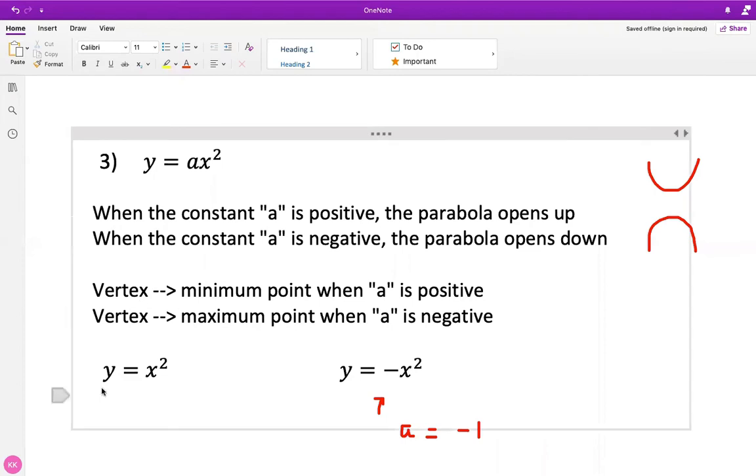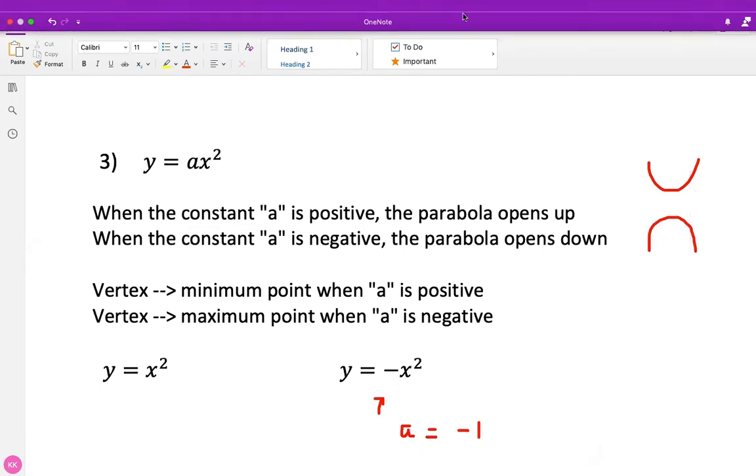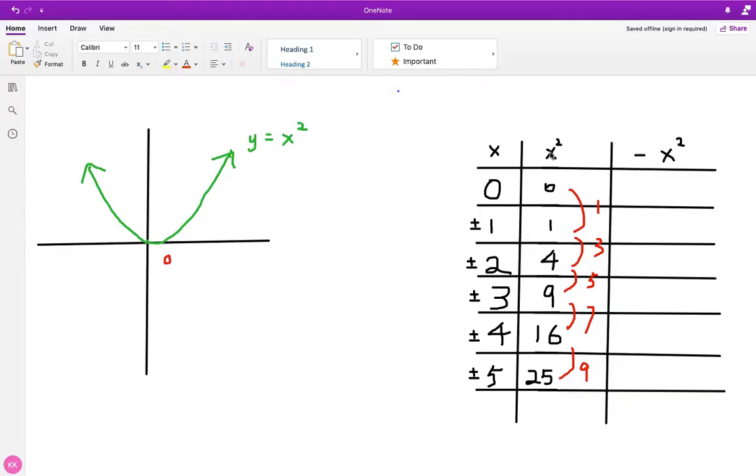Next I want to compare the graphs y equals x squared and y equals negative x squared. For y equals negative x squared, the a value is -1, so I expect to see a graph that looks something like this, an unhappy shape. For today's video, I will use a table of values to graph y equals negative x squared.